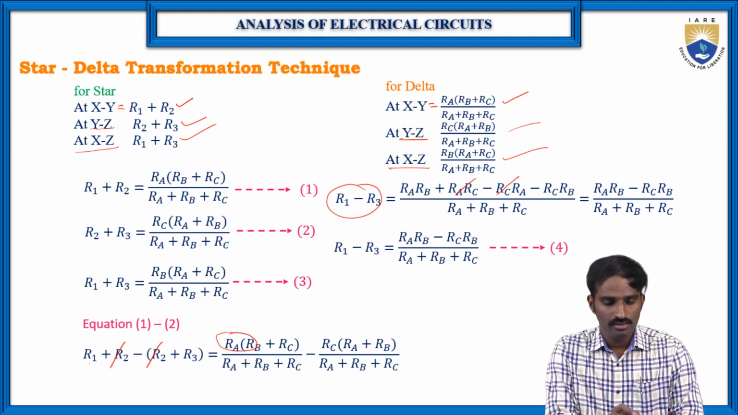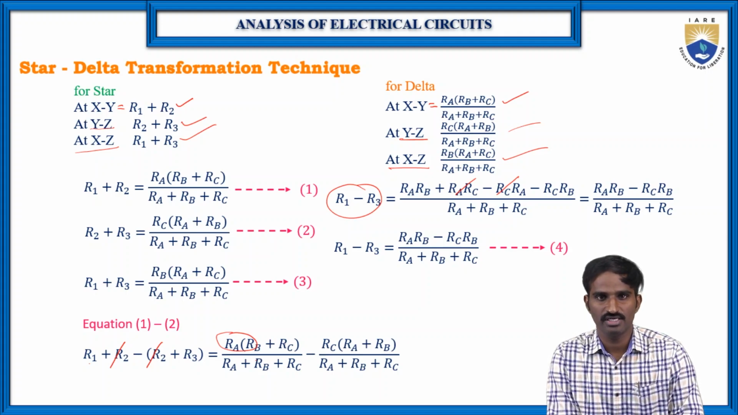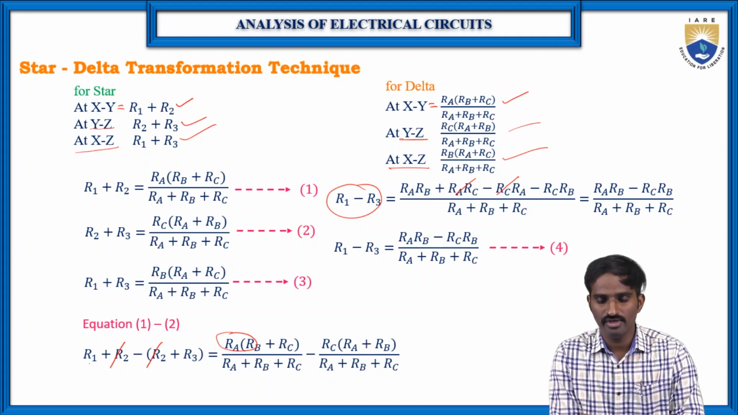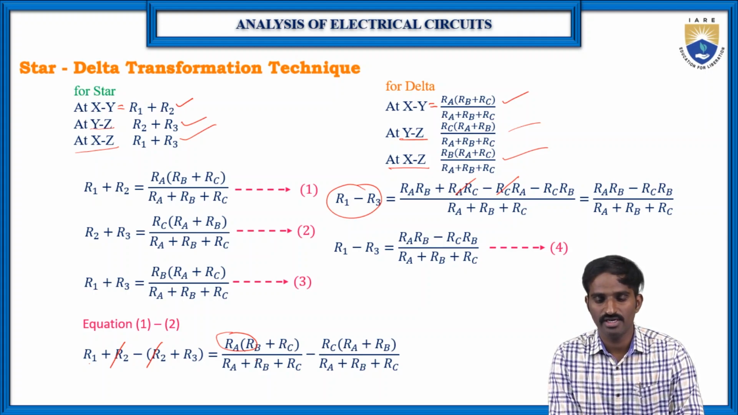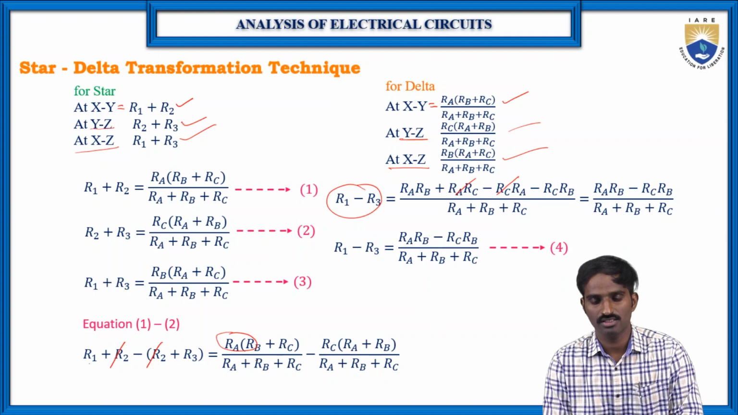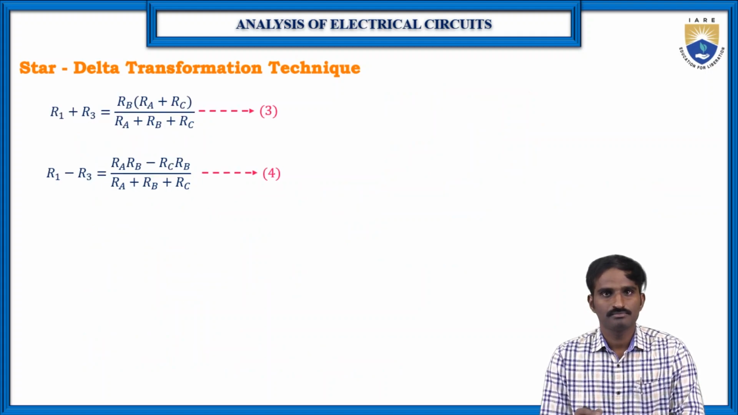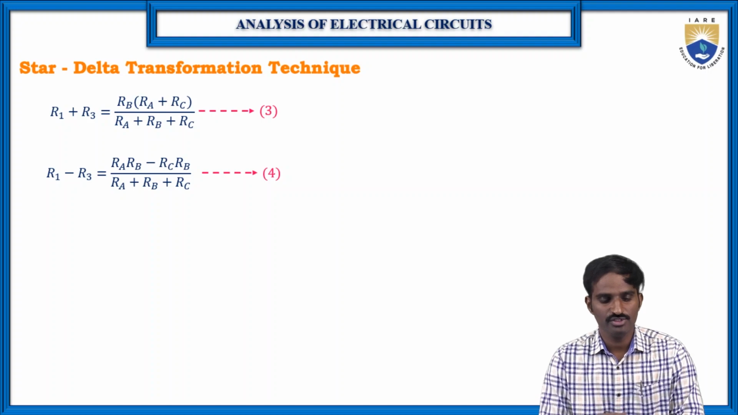So what we have done? Initially we calculated the equivalent resistance between two terminals in the star network as well as in the delta network. Then we equated the right hand side terms of the star network and the delta network, and you get equations 1, 2, 3. After that we subtracted equation 2 from equation 1 and simplified, to get R1 minus R3 is equal to RA RB minus RC RB by RA plus RB plus RC. Then again let us consider equations 3 and 4.